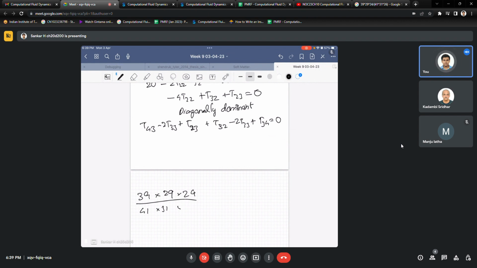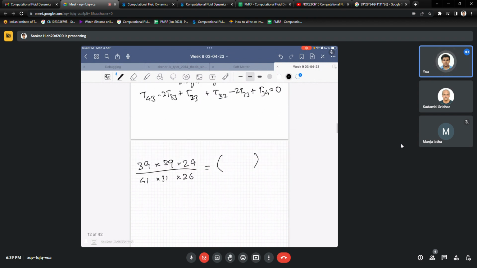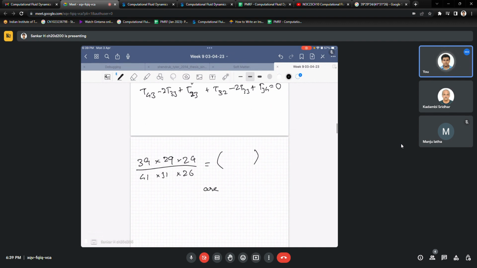If we take the ratio of these, 41, 31, 26, we'll get the number of rows that are not strictly diagonally dominant.